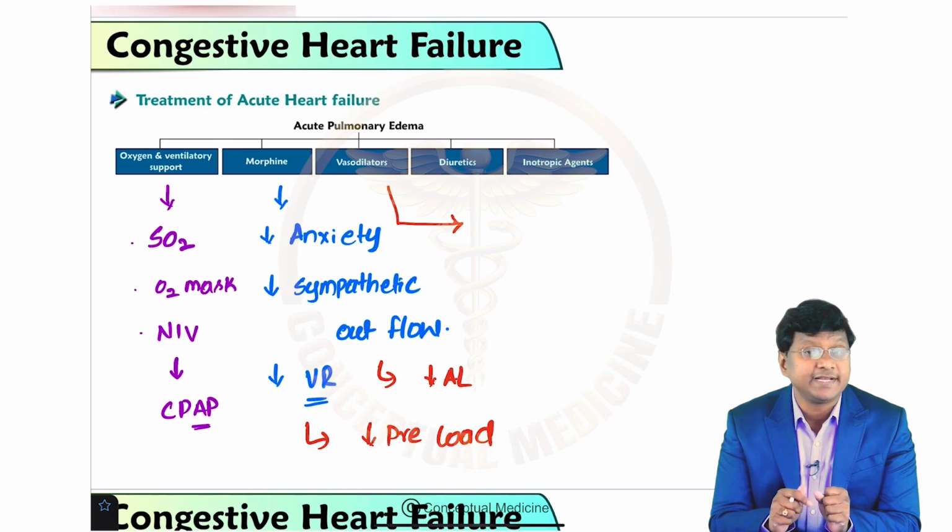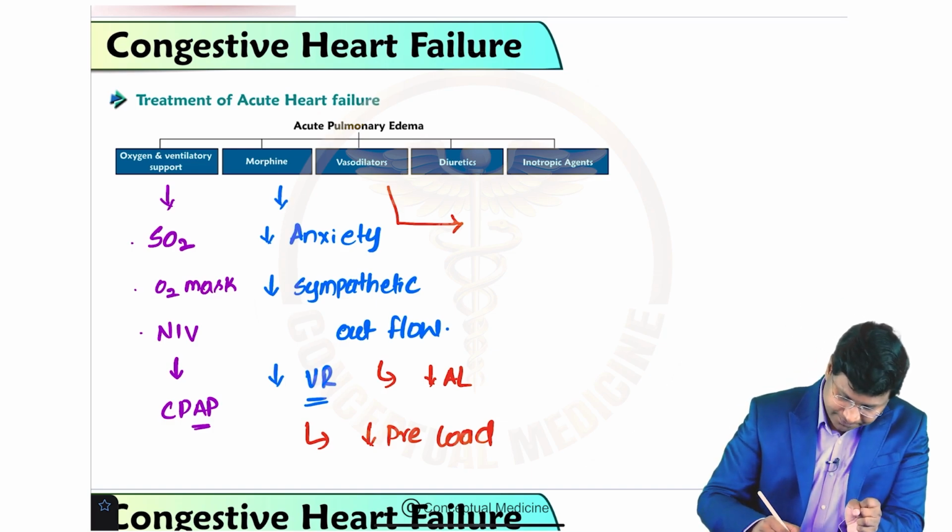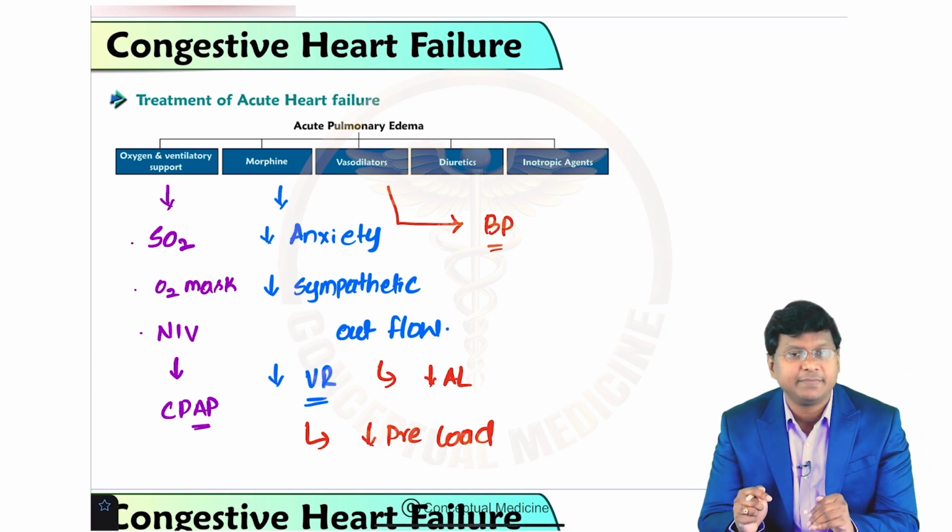But vasodilators have to be given only when the blood pressure is more than 90 millimeters of mercury. These are indicated in most patients with acute pulmonary edema, and this will be the first line therapy if associated with adequate blood pressure and signs of congestion with low diuresis. So there should be adequate blood pressure to give these vasodilators.